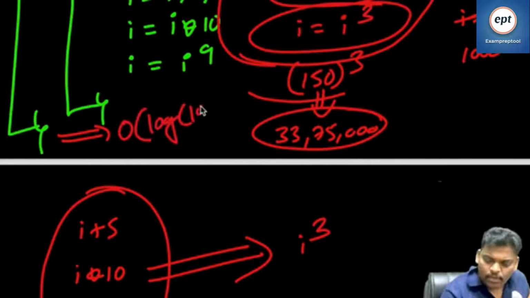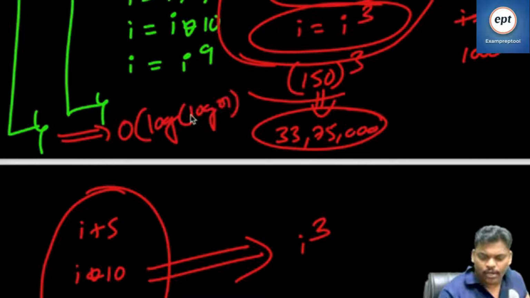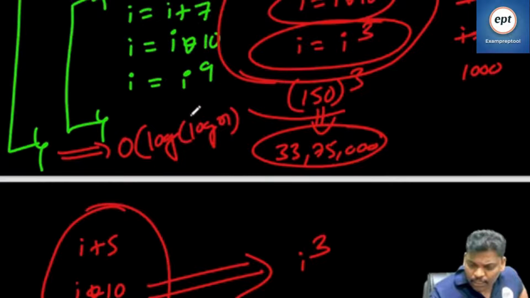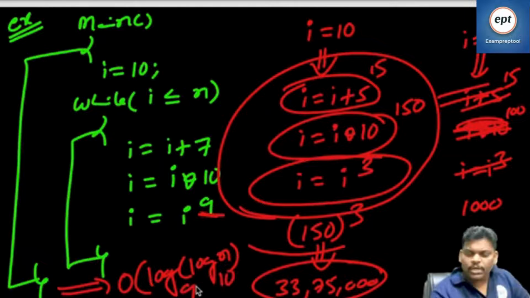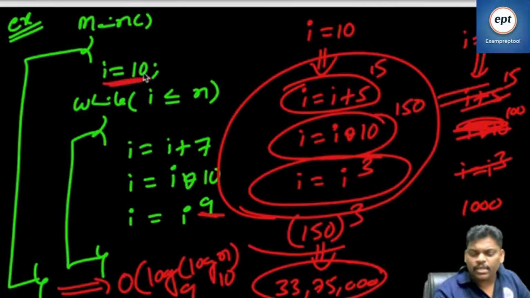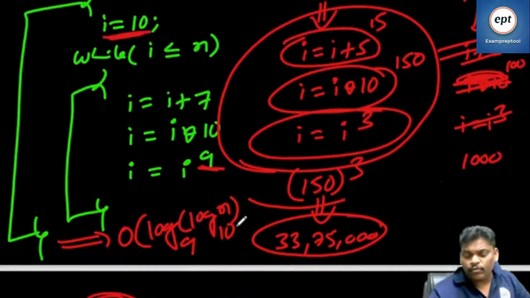Many people gave log of log n. Can you say what about the base? Inner base if you see 10, outer base if you see 9. Because this is the initial operation, the initial operation will come first, so the power operation will come late.